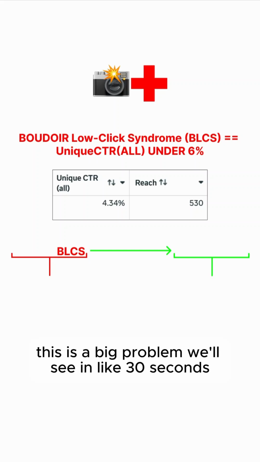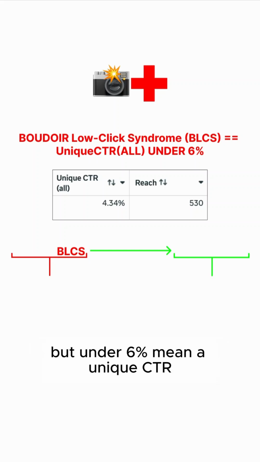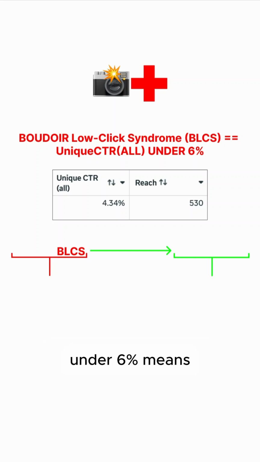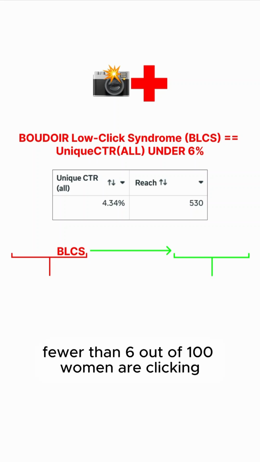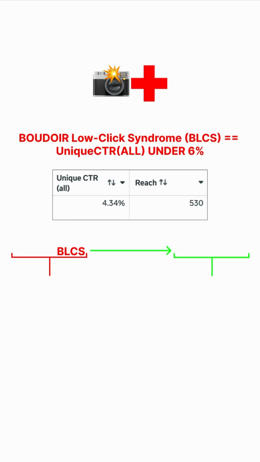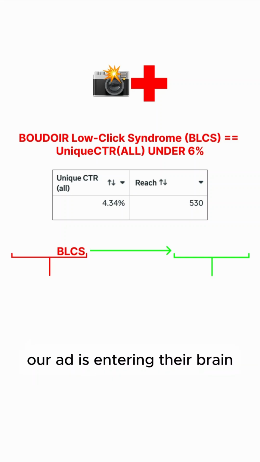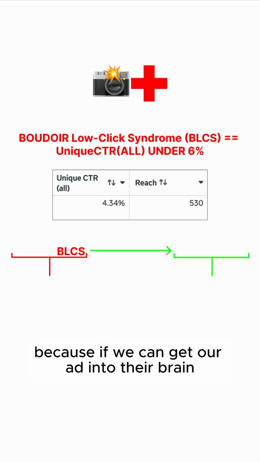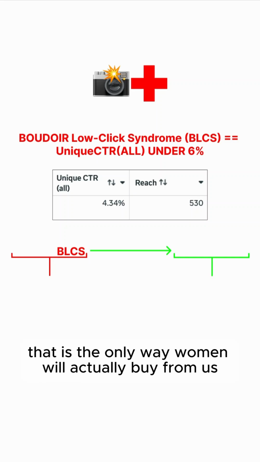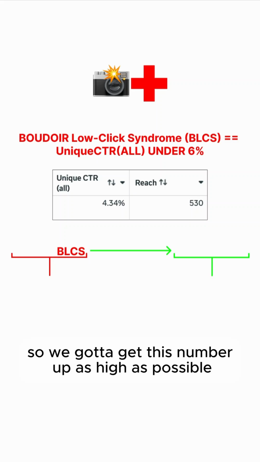This is a big problem, as we'll see in like 30 seconds. Under 6% means a unique CTR under 6%, which means fewer than 6 out of 100 women are clicking anywhere on our ad, which means fewer than 6 out of 100 women our ad is entering their brain. And we care about that because if we can get our ad into their brain, that is the only way women will actually buy from us. So we got to get this number up as high as possible.